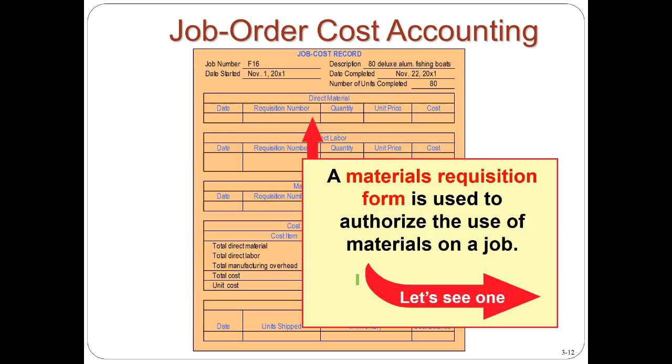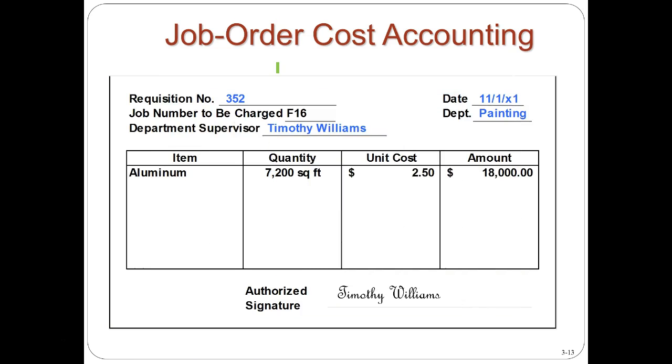So a material requisition form is used to authorize the use of the materials on a job. So if this was a new job, the first thing we would do is estimate the materials we need, send a requisition form to the warehouse that has the materials, and requisition those forms. A requisition form might look something like this. Here's the requisition, here's the job number, here's what we need, item, quantity, cost per unit, total cost.